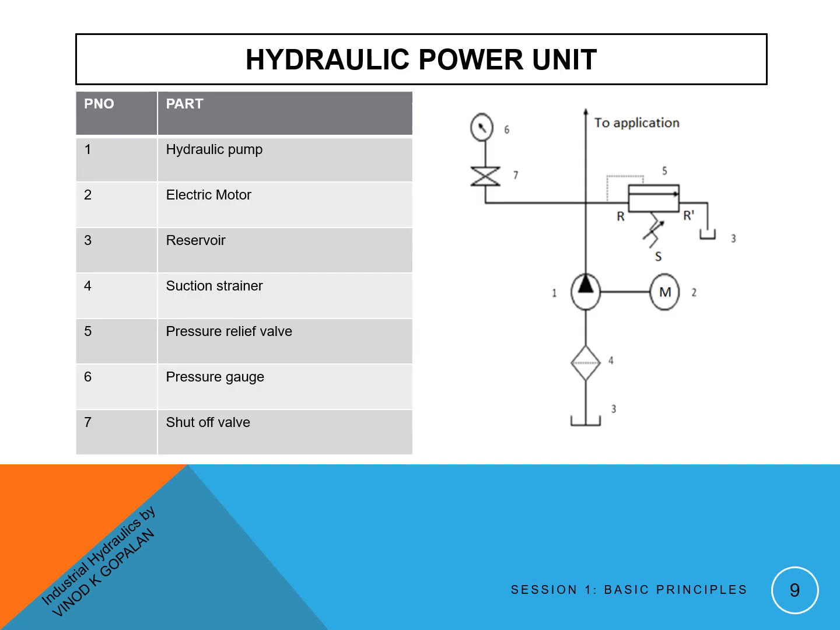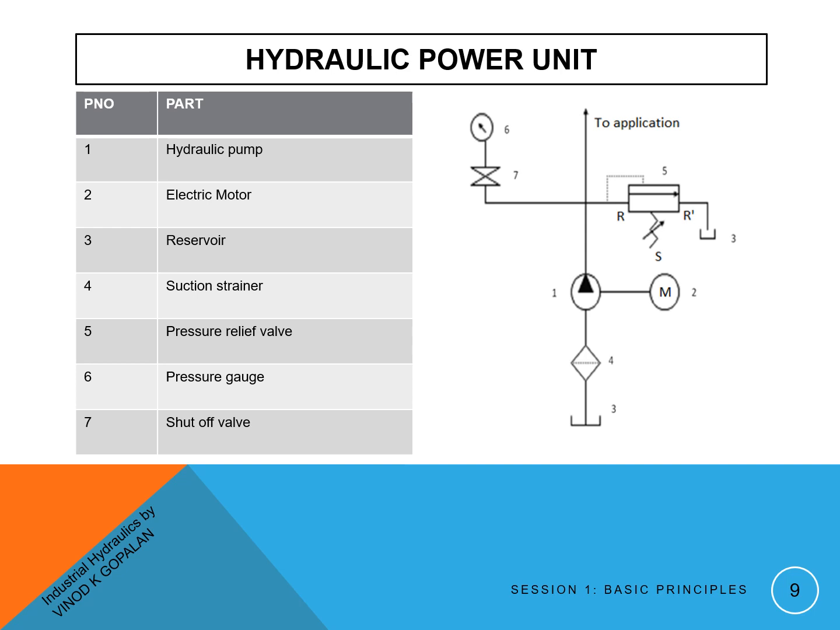The picture shows the circuit of a hydraulic power unit. Part number 1 is a hydraulic pump, which sucks fluid from a reservoir 3 through a suction strainer 4. The pump is driven by an electric motor 2. Fluid from the pump is flowing to the application site.